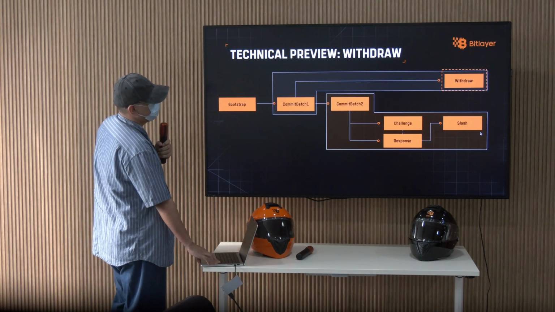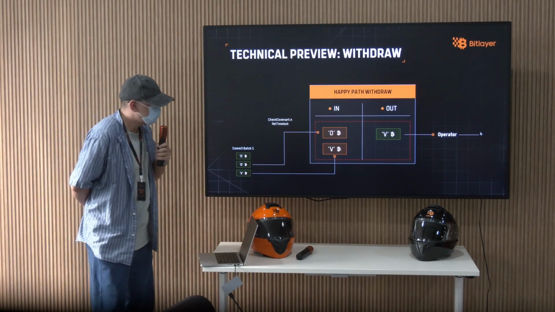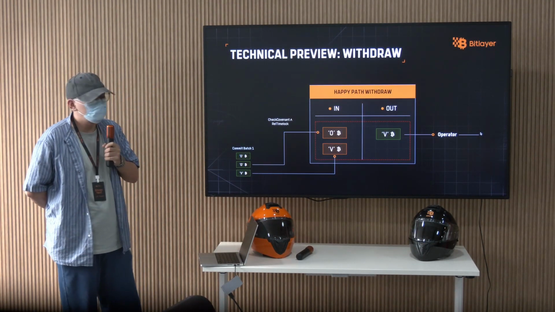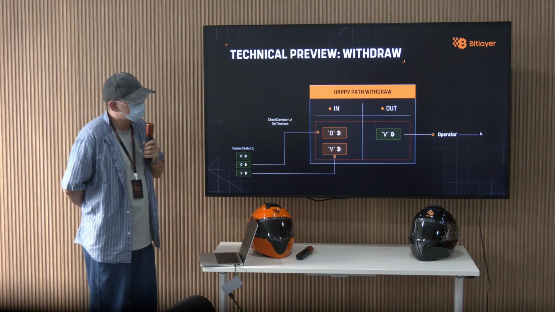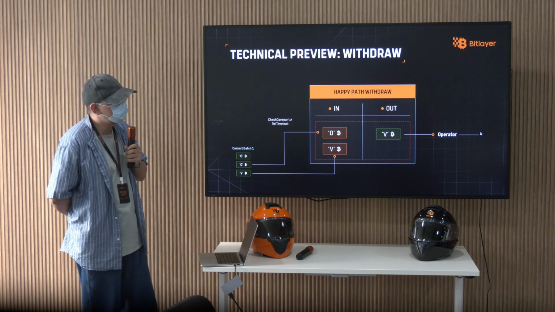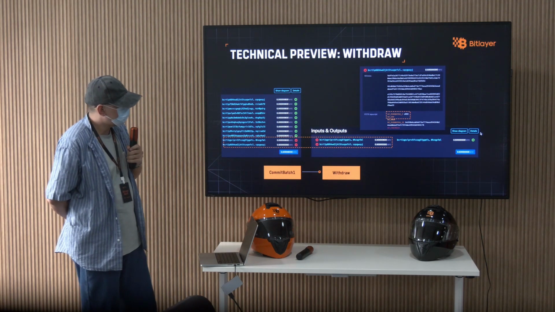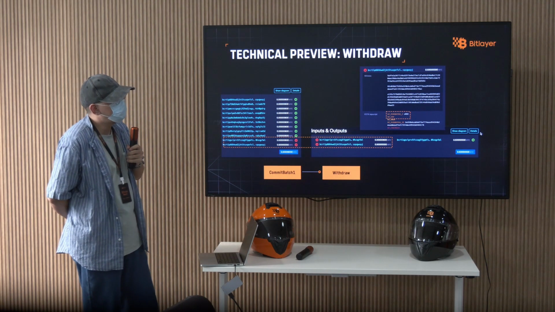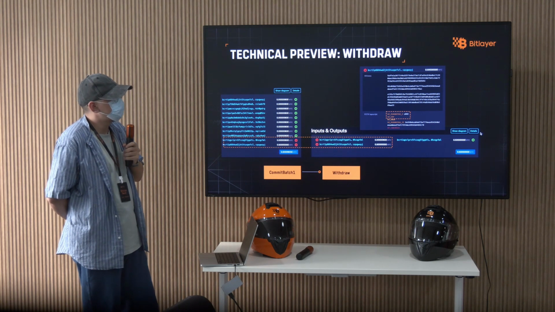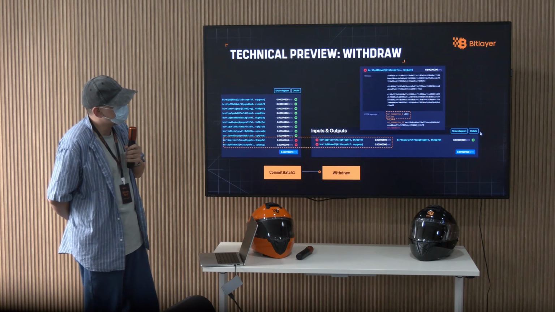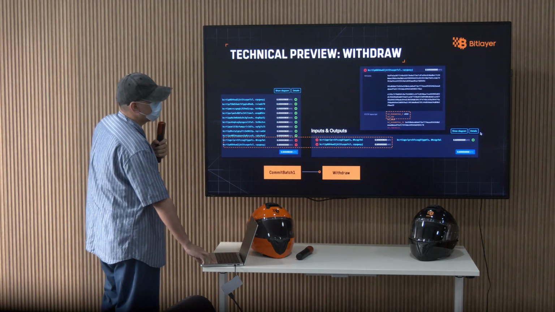And then let's talk about the happy path withdrawal. The happy path withdrawal takes 2 inputs directly from the commit batch: the connector and the collateral. The output is the operator-provided address where he will take his money back. In our technical preview, we set the unlock time of the collateral of the batch to block 200, which we can see in the top right corner that C8 is 200.